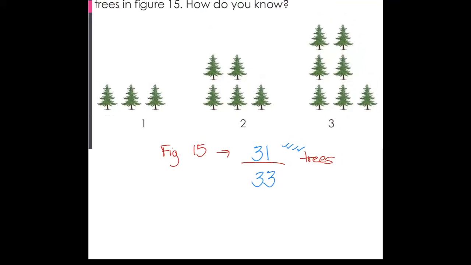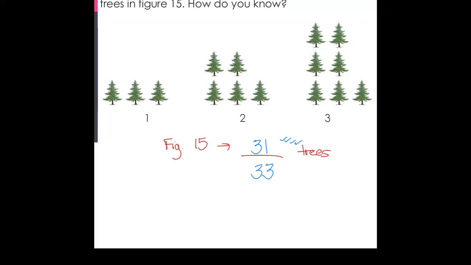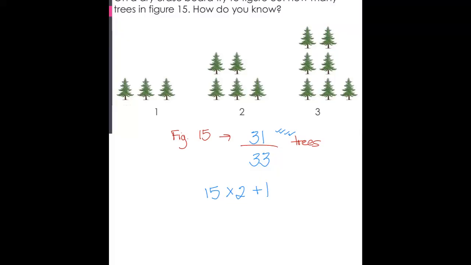Well, how did we get 31? I don't even know what the answer is because I haven't looked at it yet. How did we get 31? So 15 times 2 plus 1. So how did you get that? What did you notice in this pattern? Goes up by 2.